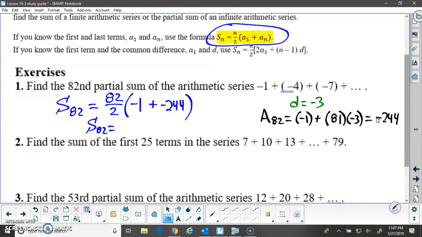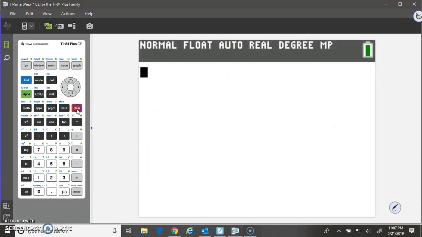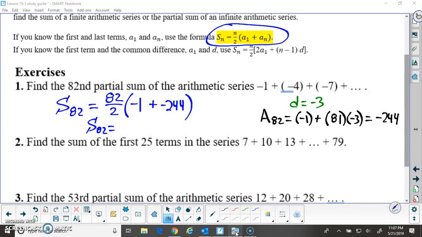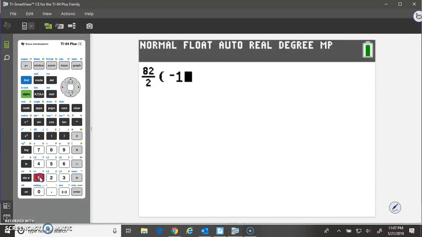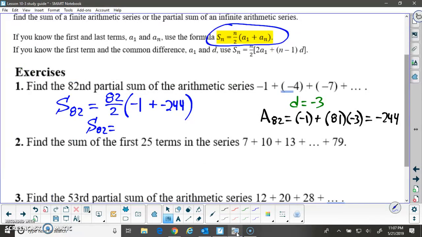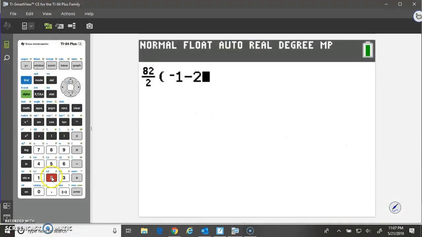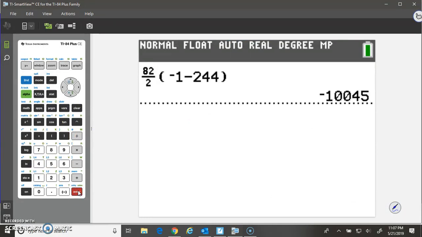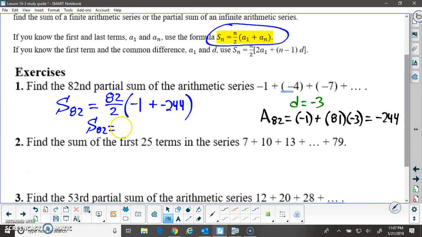And let's go to the calculator now, and we get, let's see here, 82 divided by 2. And then our first term was -1. And then our 82nd term was -244. And that gives us a total sum of -10,045.